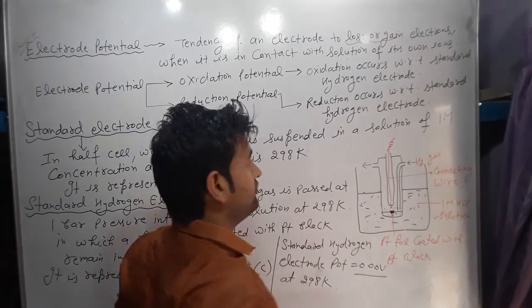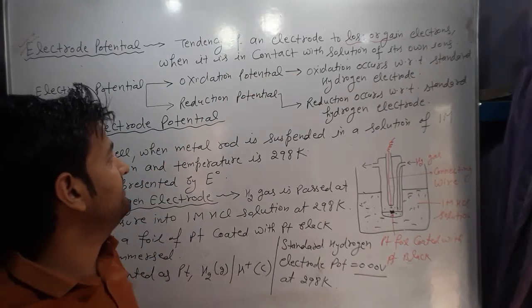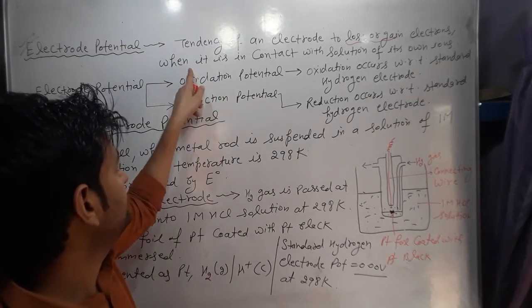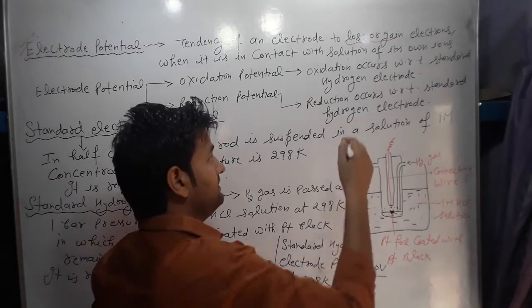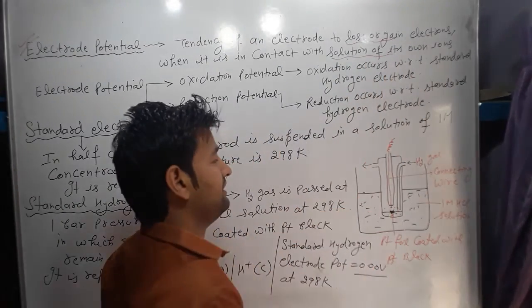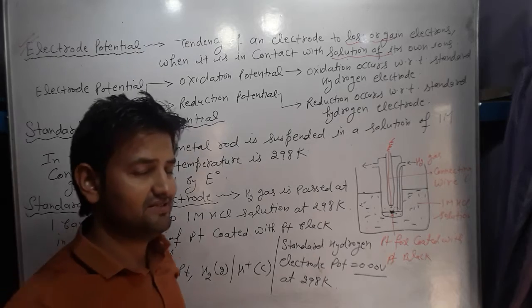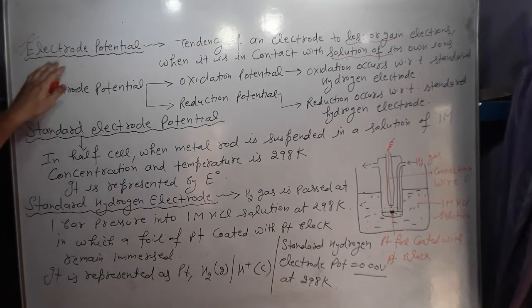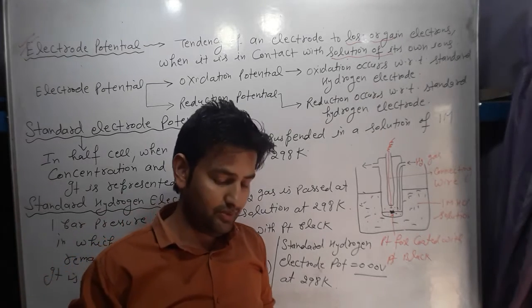मीन्स किसी भी इलेक्ट्रोड की वो टेंडेंसी या क्षमता जिससे वो इलेक्ट्रॉन्स को लॉस या गेन कर सके when it is in contact with solution of its ions। अपने ही सॉल्यूशन के आयंस के जब ये कांटेक्ट में आएगा तो किसी भी इलेक्ट्रोड की जो टेंडेंसी है इलेक्ट्रॉन्स को लॉस करने की और गेन करने की, देन इट इज कॉल्ड एज इट्स इलेक्ट्रोड पोटेंशियल। So electrode potentials can be of two types.